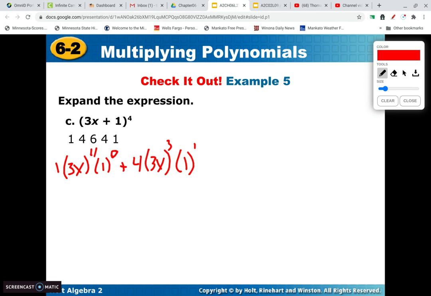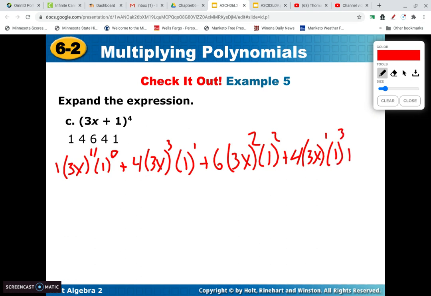All right, then we have these coefficients that are included. So we go to a 6, and then it's going to be 3x to the second, and then it's going to be 1 to the second. And then we're going to have 4. It's going to be 3x to the first this time, and then 1 to the third. And then we're going to have 1. It's going to be 3x to the 0, which we know is 1. And then we're going to have 1 to the fourth.